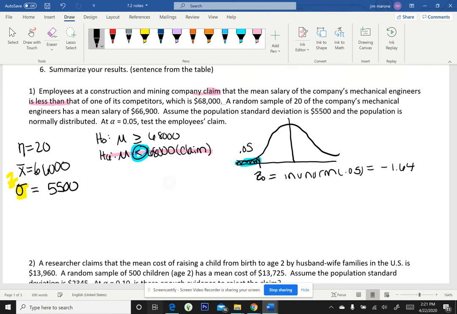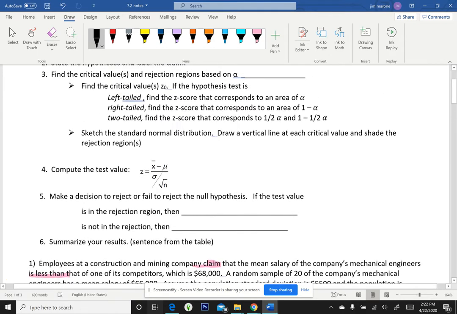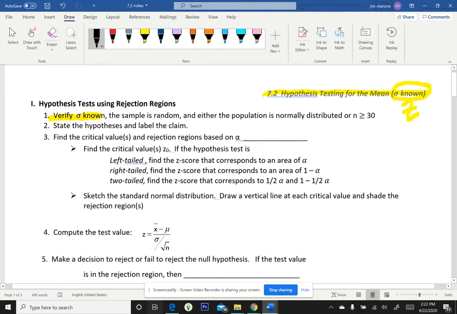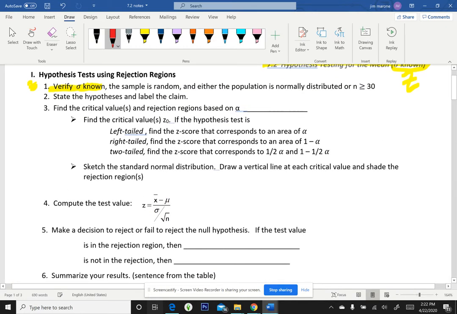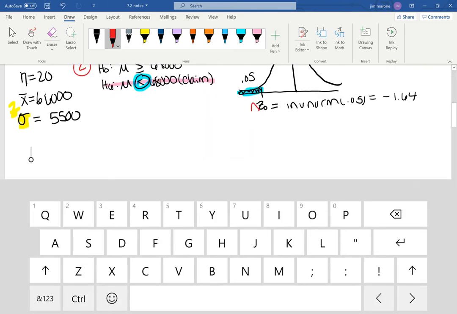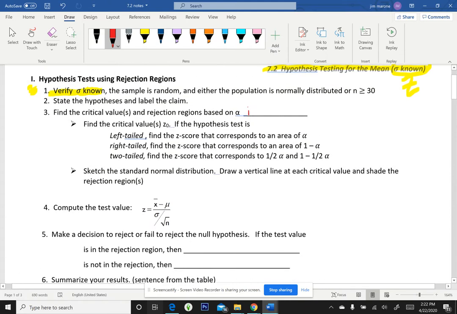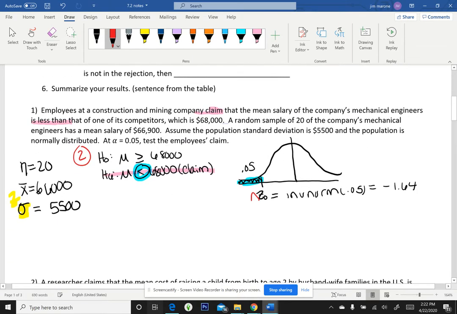So I just did a couple steps without referring to the actual steps. So step 1, verify the population standard deviation is known. That's so that we can have a z. Step 2, we state the hypotheses and label the claim. Step 3 is that I find the critical values and rejection regions based on alpha. And remember, you use the inverse norm of alpha, or if it's a two-tailed test, alpha over 2. So we just did step 3 right here.